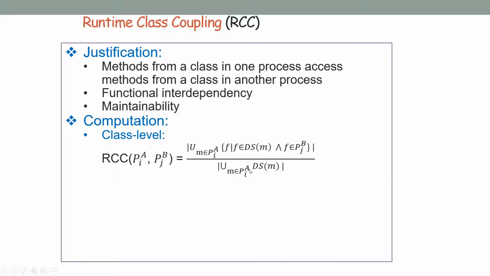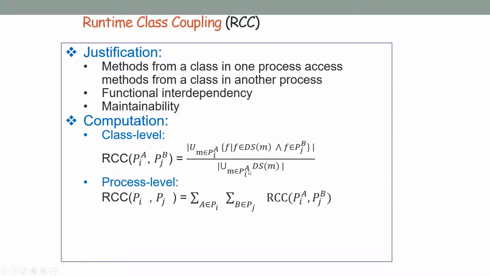Here, the DSM denotes dependency sets of a method M. Based on class level RCC, the process level RCC for a pair of processes Pi and Pj is the sum of RCC between any two classes across two processes. Further, the system level RCC matrix is the average of all process level RCCs. So overall, the n times n minus 1 pairs of processes, given the n processes in the system execution, is measured.